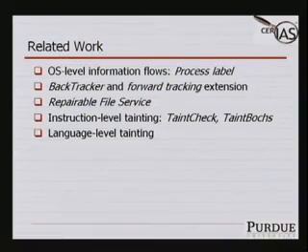So there have been some related works that are kind of related to this effort. Basically, first of all, the theoretical underpinning is the operating system level information flow model, more specifically process labeling. And also some of the traditional or current log-based investigation tools include BackTracker and forward tracking extension. So basically, these are the systems that use the log entries to reconstruct the steps of malware intrusion.